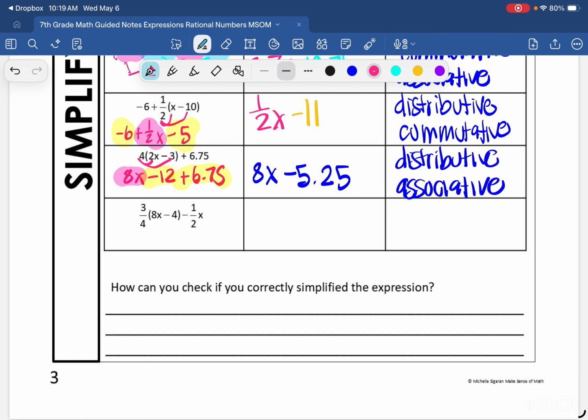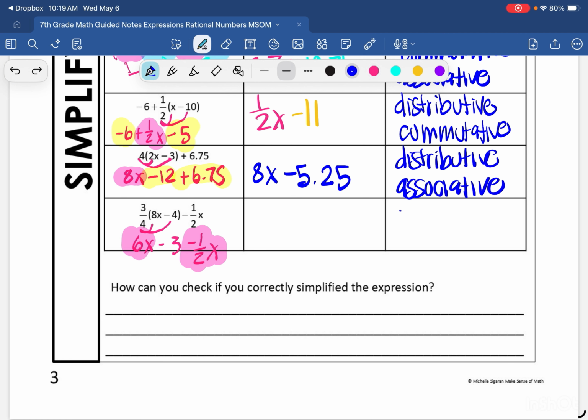Okay, last question. I noticed that again, I'm going to be using the distributive property. So I have 3/4 times 8x, which is 6x. 3/4 times a negative 4, and that's going to give me negative 3. Then I have a minus 1/2 x. So let's reorder these. So I have my 6x and my negative 1/2 x.